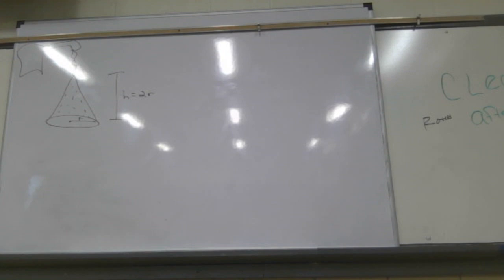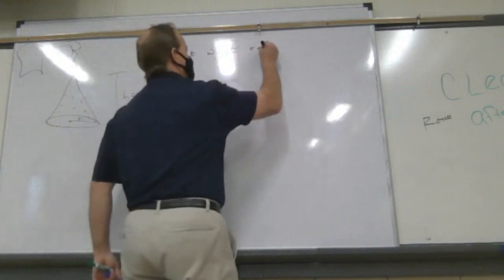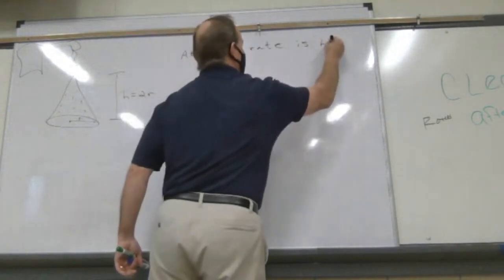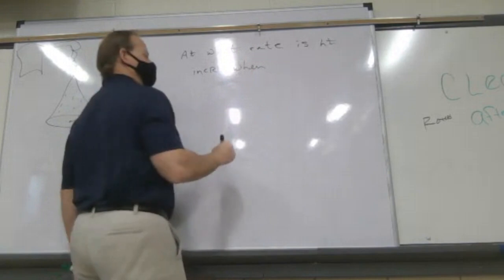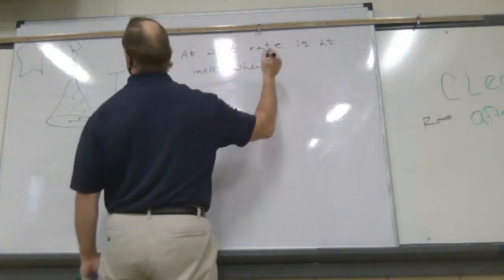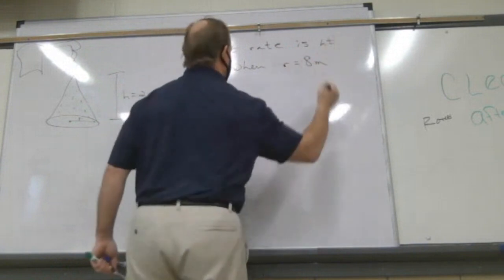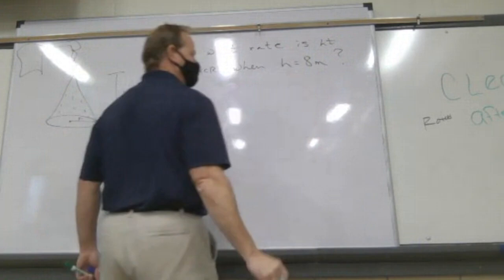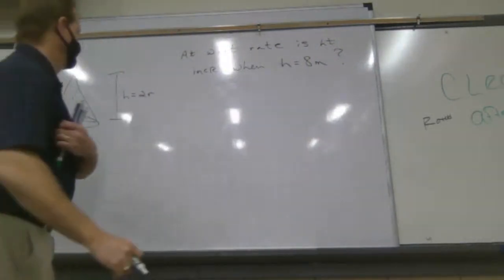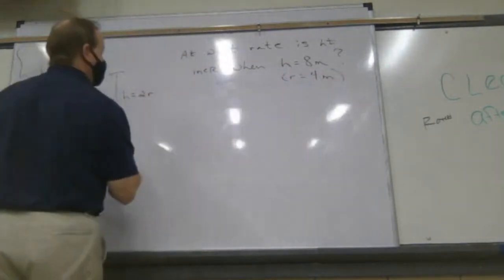At what rate is the height increasing when the pile is 8 meters high? So let's just write that out. At what rate is the height increasing when the height is 8 meters. So the radius would be what? Half of that, 4 meters. So the radius is 4 meters, right? Because the height is always going to be double.